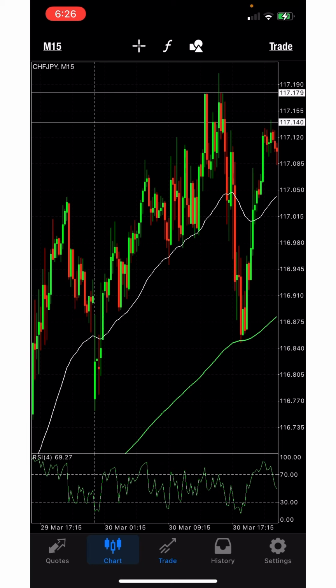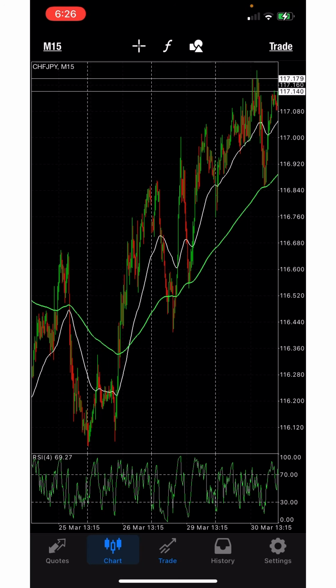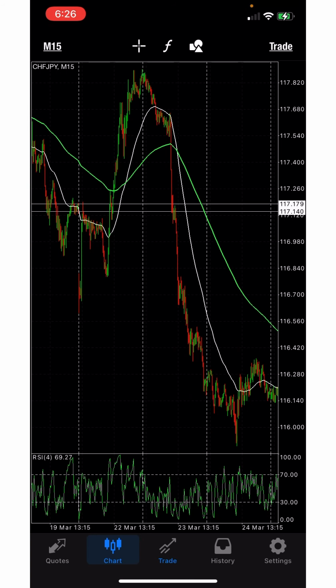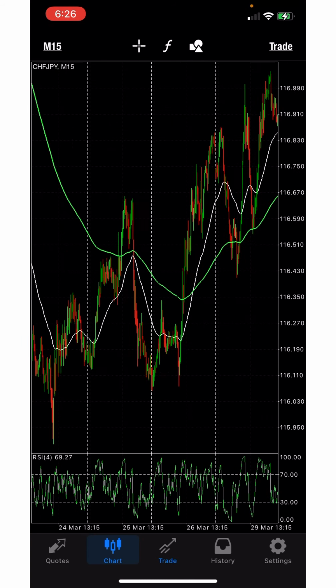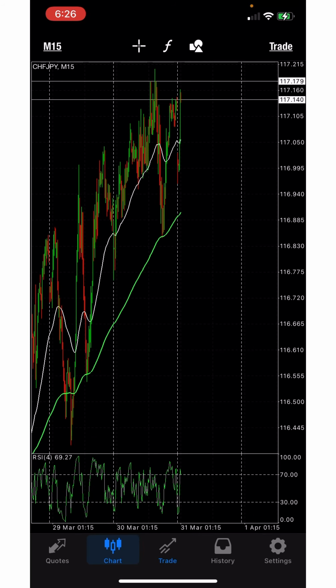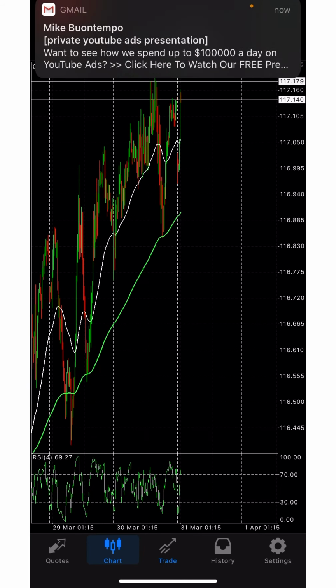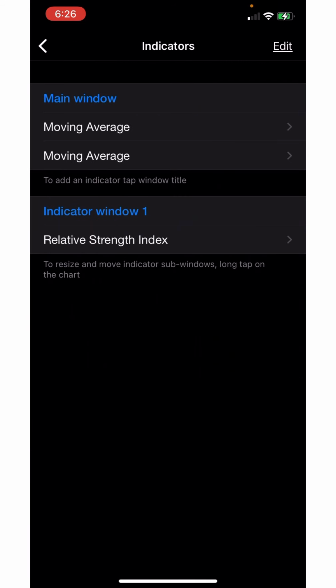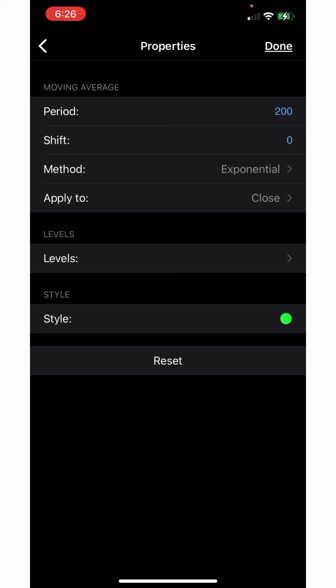So basically this strategy is a simple scalping strategy using basically 3 indicators. You don't need any more than that. Just have the simple knowledge of market structure, and I'm going to go over that with you in a second. So the indicators we're going to be using is a moving average exponential 200.